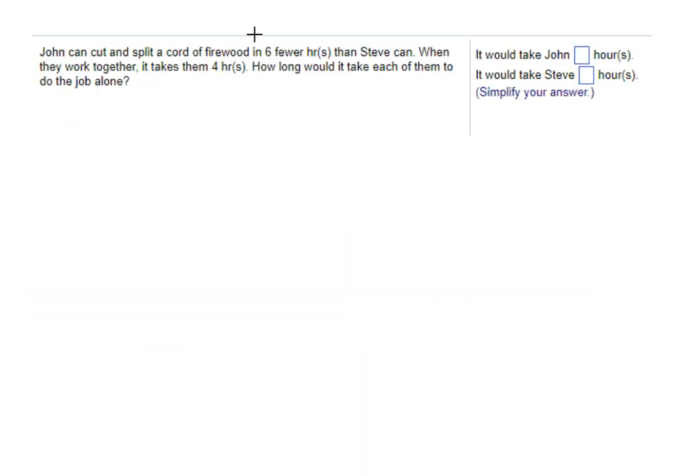All right, now we're on to the word problems. John can cut and split a cord of firewood in 6 fewer hours than Steve can. When they work together, it takes them 4 hours. How long would it take each of them to do the job alone?